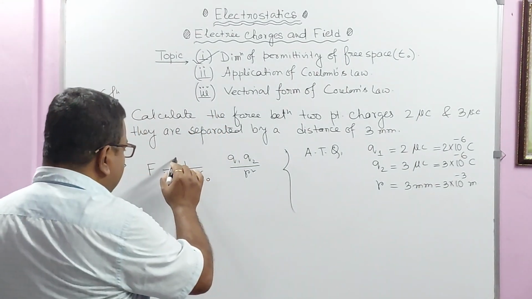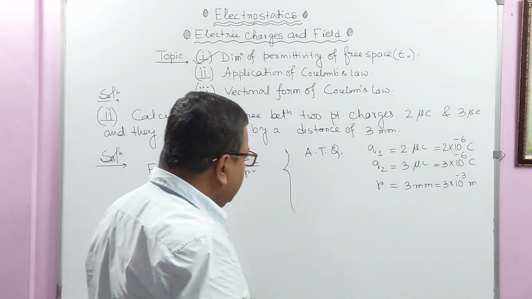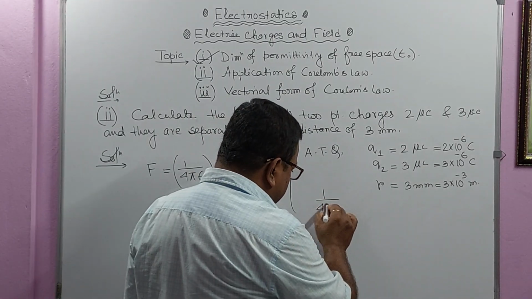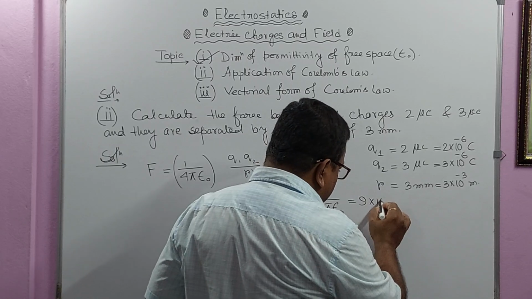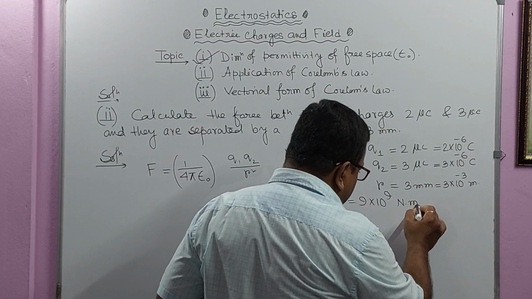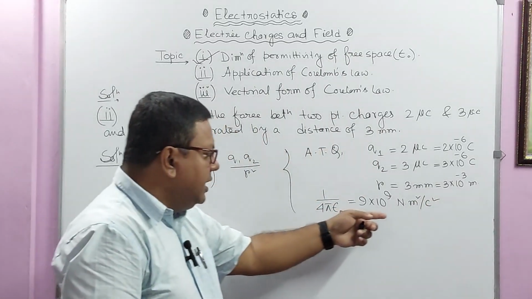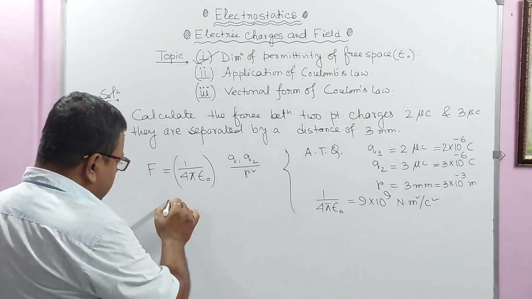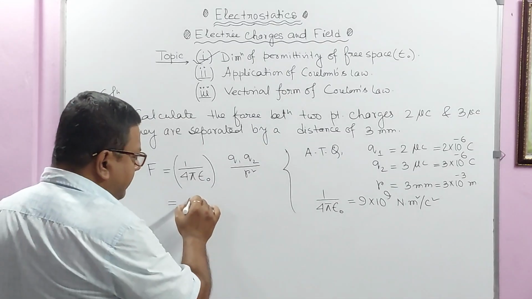And here is another thing: the unit of 1 by 4 pi epsilon naught, which was also explained in the previous video. 1 by 4 pi epsilon naught is equal to 9 into 10 to the power 9 Newton meter square per Coulomb square. This is also the SI unit. Okay, so now we are going to put all the values in the mathematical form of Coulomb's law.